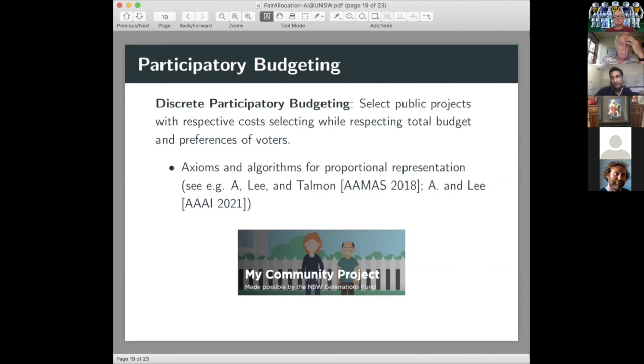This, in fact, was also started last year in NSW, where people have been trying to come up with new methods to select a set of projects which satisfy these demands. They respect the preferences of the residents. They also satisfy the budget limits.